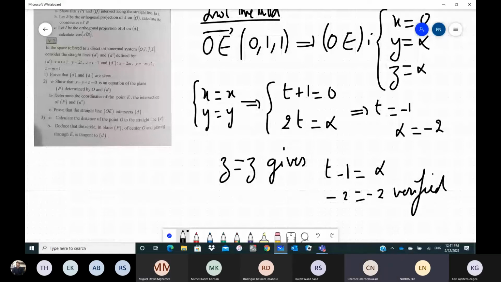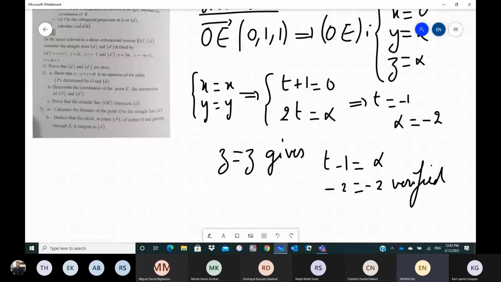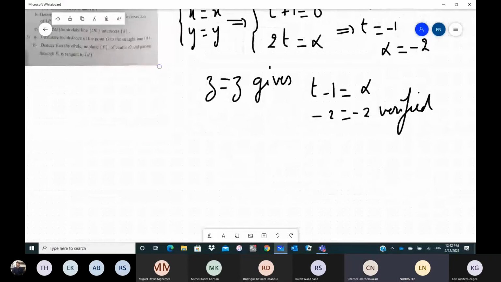So we proved that they intersect. We could also find the point of intersection, but they didn't ask us to find it, which is why I'm not going to. But with this method we can directly find the point of intersection. Alright.